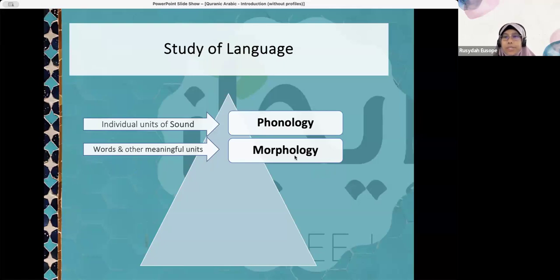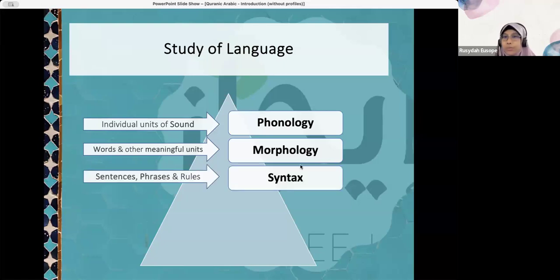So that is the study of morphology, followed by the syntax level. At the syntax level, our focus will be mainly on sentences or phrases and the rules that govern them. So basically the nahu. In Arabic, we call it nahu. Morphology is sarf or ilmu sarf.